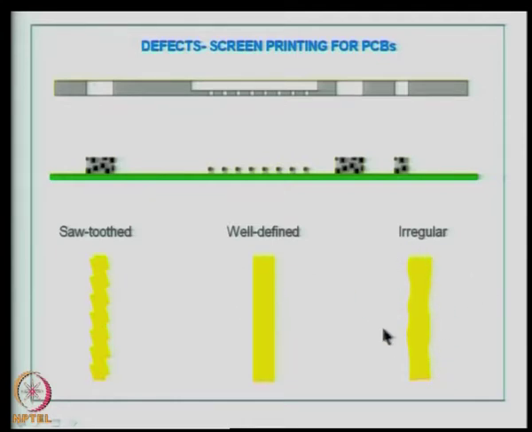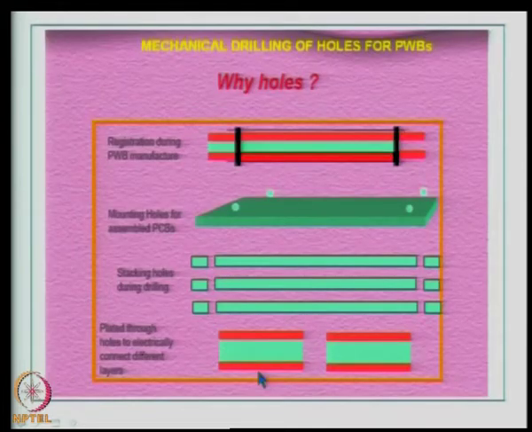So, here what you do is basically you have to check the mesh openings, you have to clean the mesh openings and the stencil regularly to avoid these kind of defects and instead get these kind of prints. This is again saw-toothed. You can see consistently you get these kind of defects. So, make sure that you get a well defined line or an image after the screen printing process.